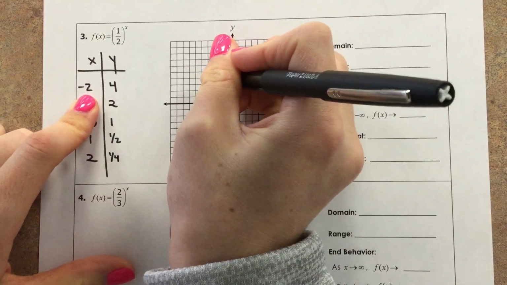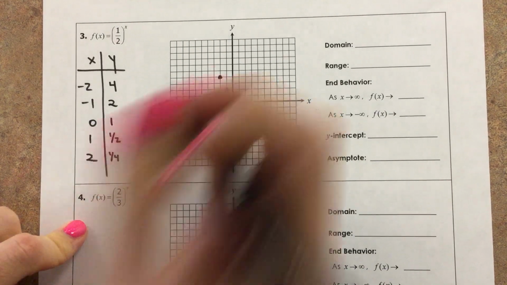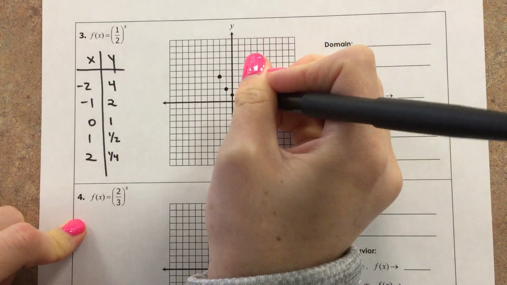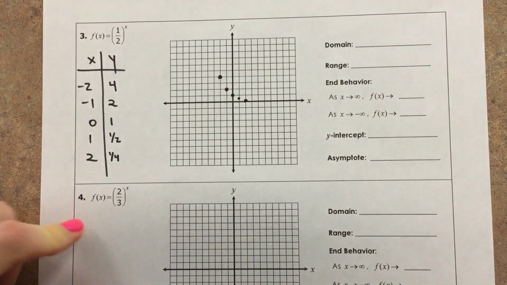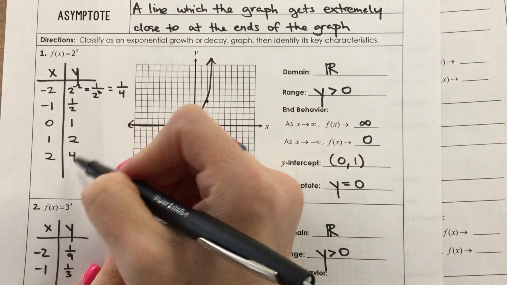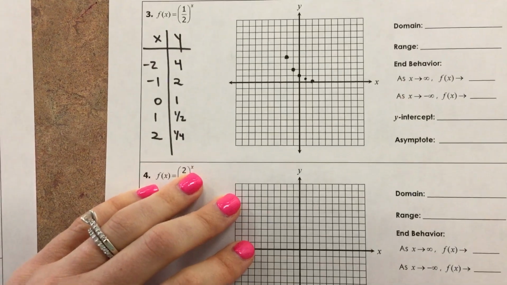So negative 2, 4, negative 1, 2, 0, 1, 1, 1/2, and then 2, 1/4. So I'm going to compare. This is the one that we just did. We had just the opposite values here. And so this is like a mirror image of what I'm going to have. So this one is my first example of exponential decay.